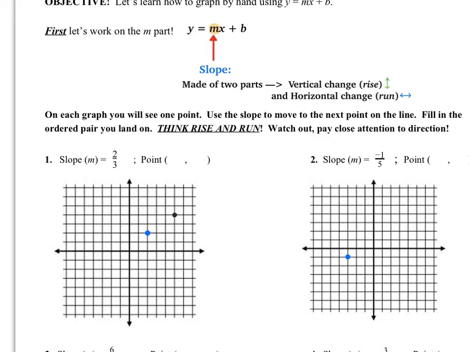And then when we get to the graphing part, we're going to eventually connect these with a line. But for right now, what I'm going to do is just name the point that I landed on. 1, 2, 3, 4, 5, 1, 2, 3, 4. So I'm going to say 5, 4.